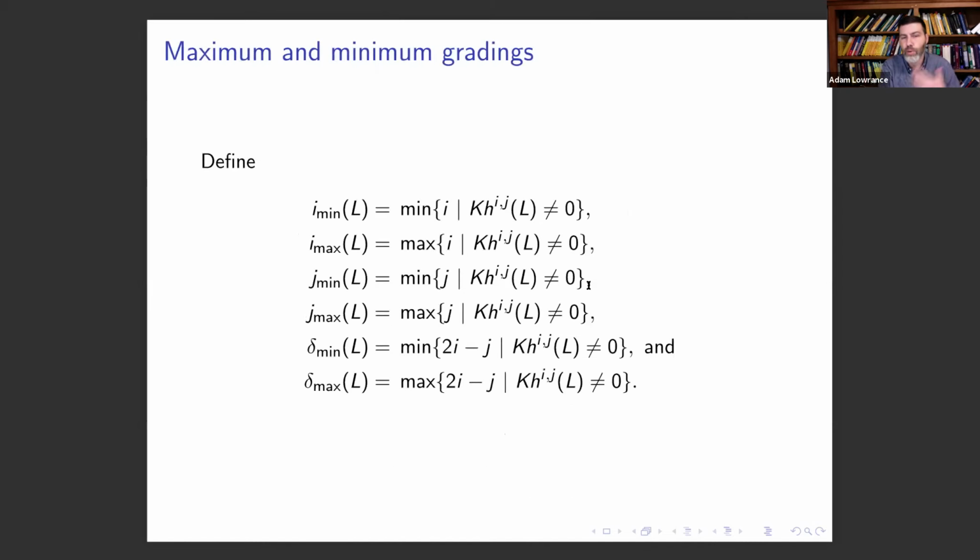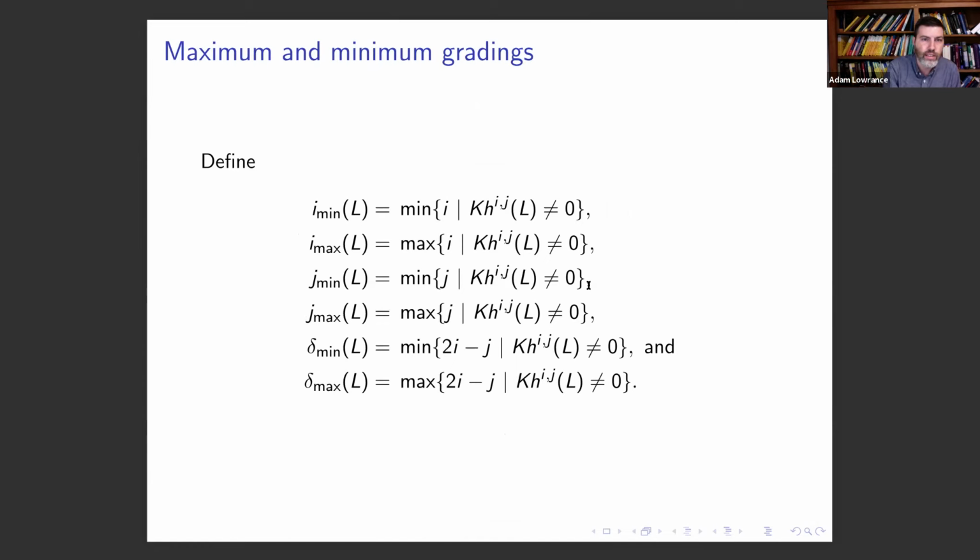And then I'm going to want to talk about gradings at the extremes. So you do mins and maxes: i min and i max are the minimum and maximum homological gradings, j min and j max are the minimum and maximum polynomial gradings, and then delta min and delta max are the minimum and maximum diagonal gradings that we saw when we were looking at the width earlier.